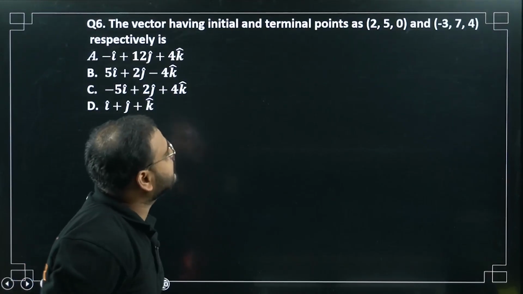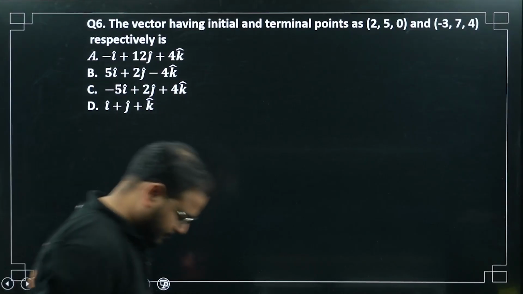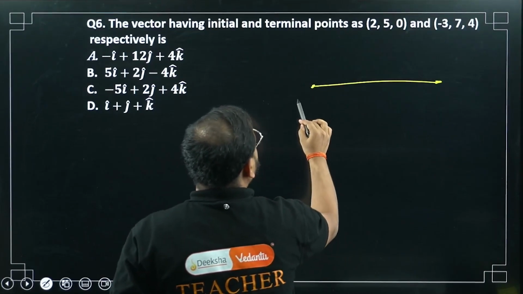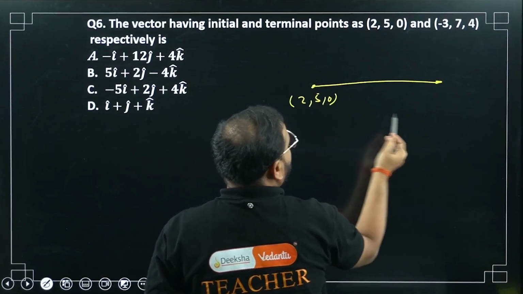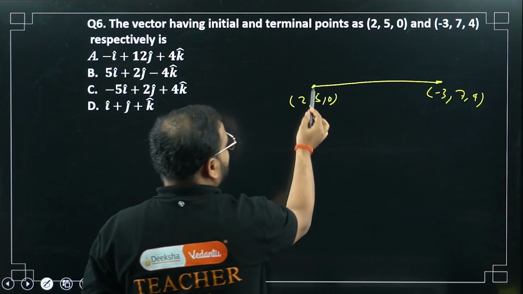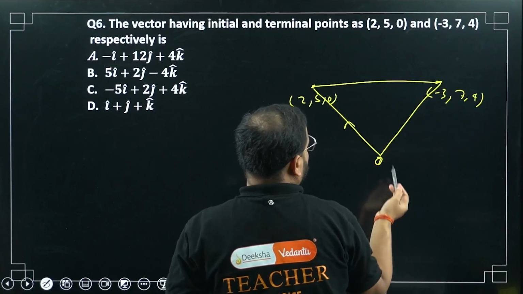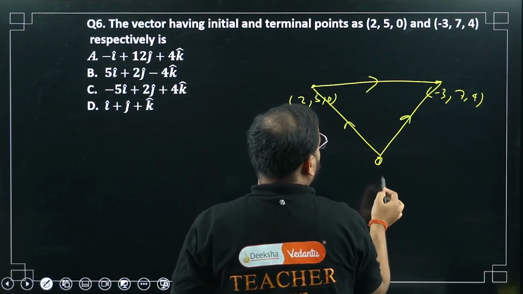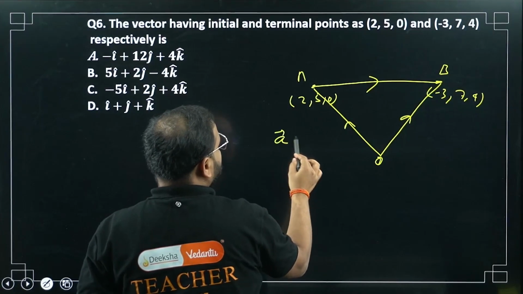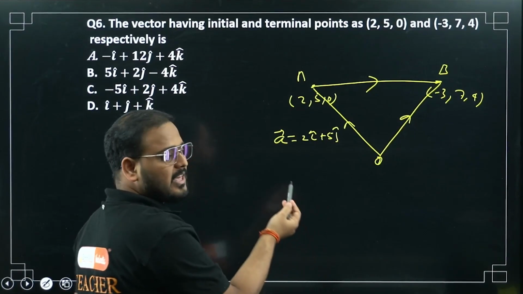The vector having initial and terminal points as (2, 5, 0) and (-3, 7, 4). Alright. Extremely simple question, right? So this is, let's say, 2, 5 and 0, okay, and minus 3, 7 and 4. I can write the position vectors like this, no? Please check. If this is A, this is B. What is vector A going to be? 2i cap plus 5j cap. There is no k cap because of 0.